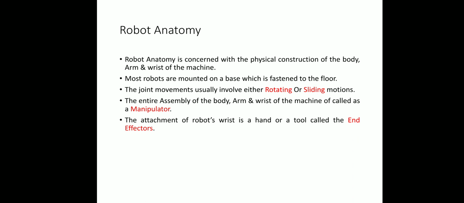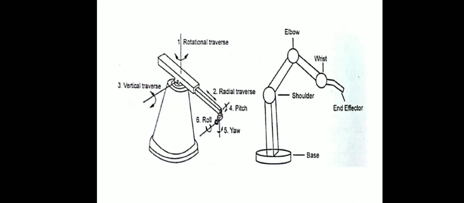Next, we are going to discuss robot anatomy. Robot anatomy is the physical construction of the robot. That means how the body of the robot is constructed, and how the arms, wrist, fingers and end effectors are positioned. What parts does it have, how are they assembled, and how do they function? These things we discuss in robot anatomy. The figure shows the anatomy of a basic robot, a pick and place robot.